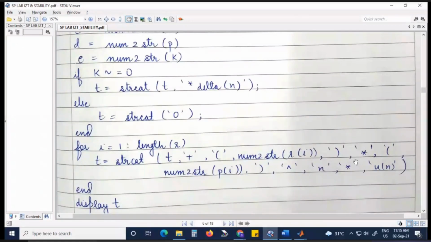And un, because I told you that if it is a causal sequence, it should be alpha to the power n un, or alpha to the power n u of n. So alpha is that pi pole, and un is that un, and r is any constant that is there. Then you can display it. This is the first part because it is a causal sequence.